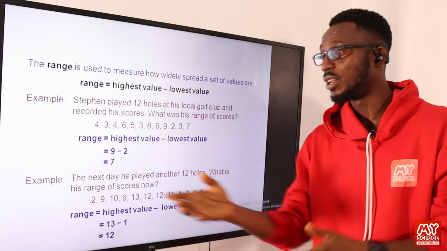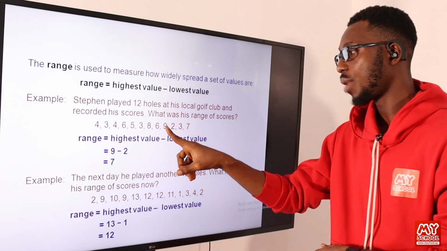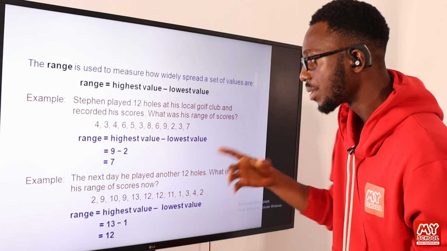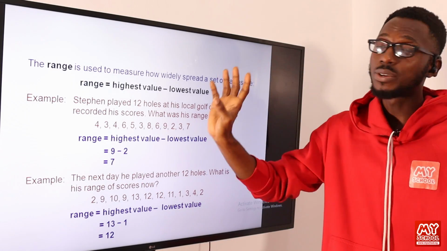Basically we just look at the highest value. If you look at all the members that we have here, what is the highest value? The biggest value we have is 9. Then what's the smallest? We have 2. Do we see that? So that is 9 minus 2. So you can see how spread it is.